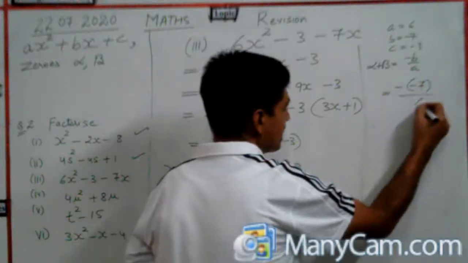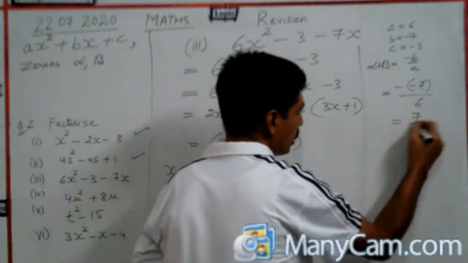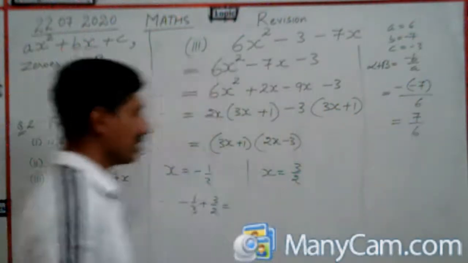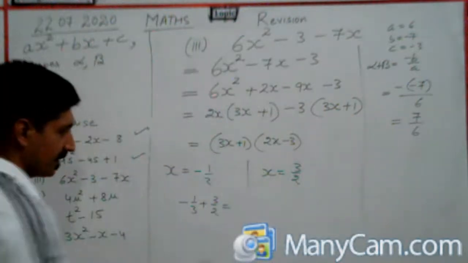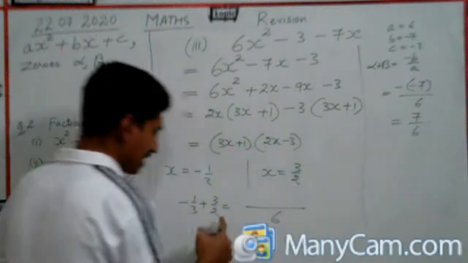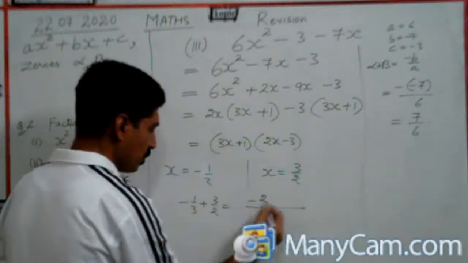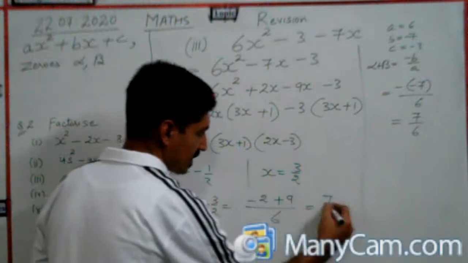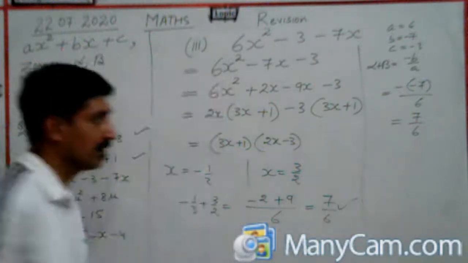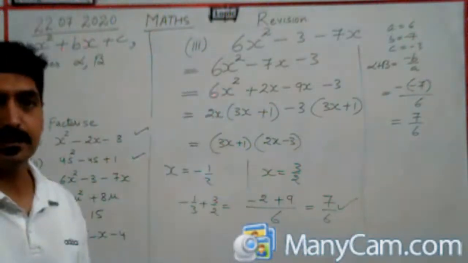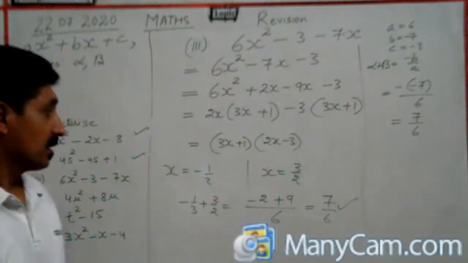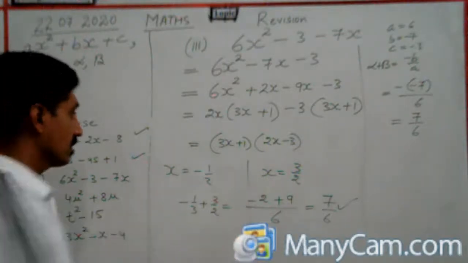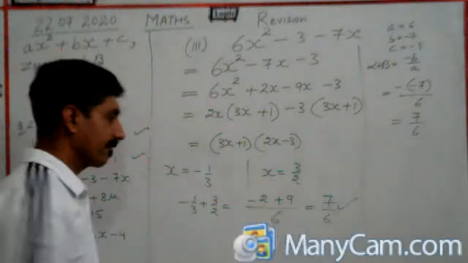A is 6, so this should be equal to 7 upon 6. Let's check. Here we have LCM 6: that is minus 2 and here plus 9, which is equal to 7 by 6. So it is verified that the sum of these roots is 7 by 6.